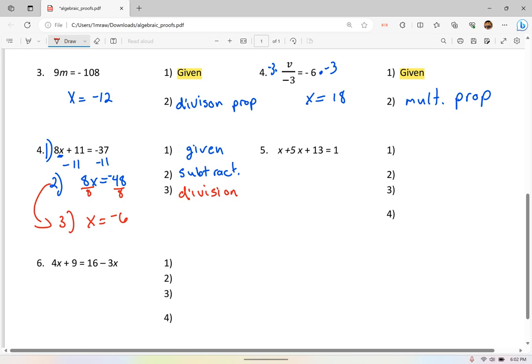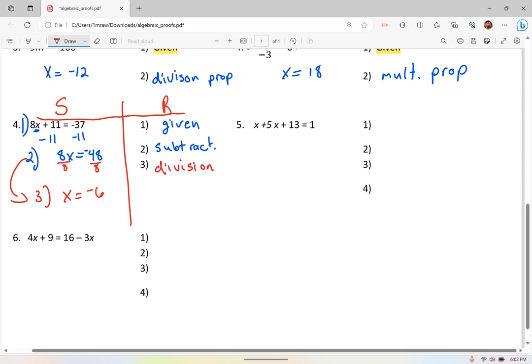And that is how we get our statements, right? So here's my statements, here's my reasons, and this is what a two-column proof kind of looks like. And this is algebraic proof, so it's pretty simple, not super complex. Okay. You can follow the same procedure using number 5.